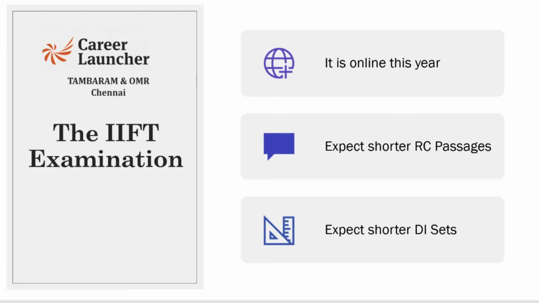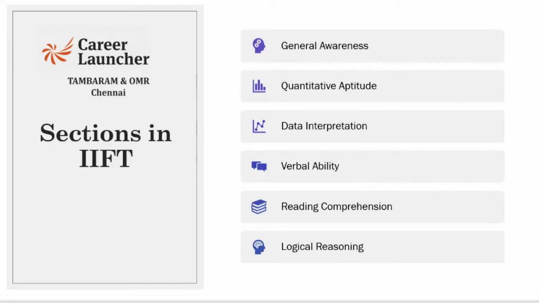So let's get into the session and see what you need to look at when you're looking at the IIFT examination per se. IIFT has 6 sections: the general awareness section, quantitative aptitude, data interpretation, verbal ability, reading comprehension, and logical reasoning. Now 6 sections make this exam really complicated. A lot of times people are not able to crack the exam, not because they are not good at doing the questions in the paper, but because they get bogged down by so many sections, and then they get confused as to what to do in the paper and what not to.